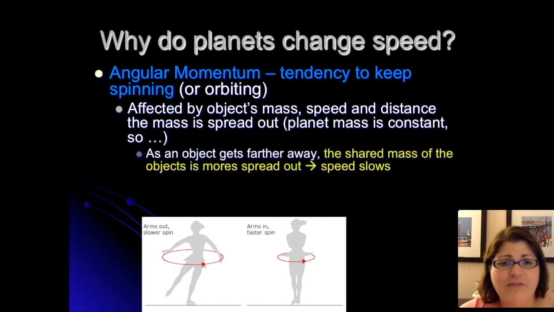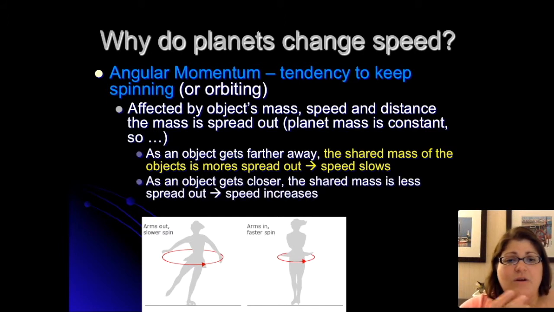So, as an object gets further away, the distance from which its mass is spread out changes. There's mass in the sun, mass in the planet, and when we talk about the mass being spread out, we care about how far apart is all of the mass involved in this scenario. And so when two objects are farther apart, the mass is more spread out than when two objects are closer together. And so when they're farther apart, the speed is going to have to slow down in order to make the same amount of angular momentum. If two objects are closer together, the speed is going to speed up in order to have the same amount of angular momentum.